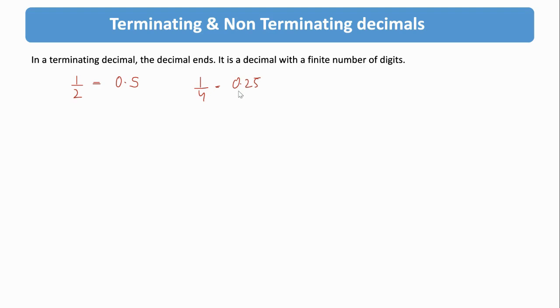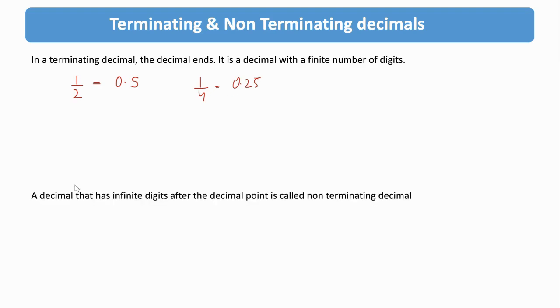Now what is non-terminating decimal? A decimal that has infinite digits after the decimal point is called a non-terminating decimal. For example, if I say 1 by 3, if you convert into decimal, that would be 0.33333 up to infinite, right? Similarly, we can say 2 by 3 also, 0.6666 up to infinite. So this is the difference between terminating and non-terminating decimals.